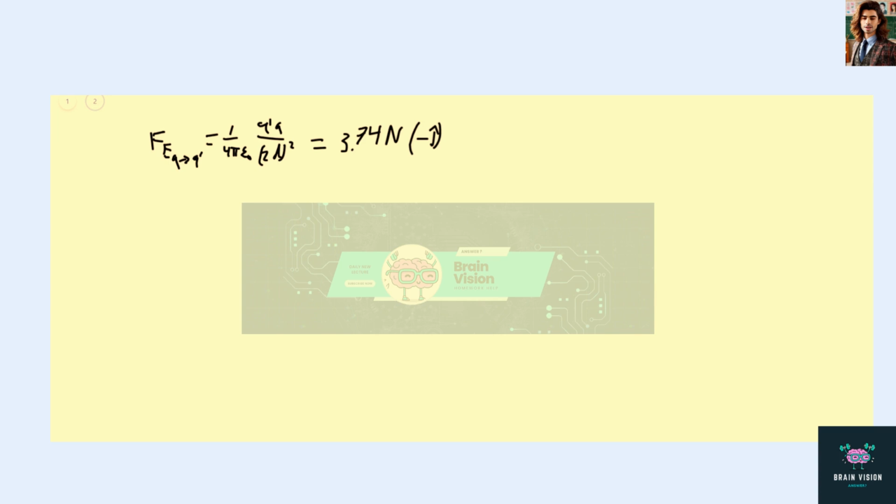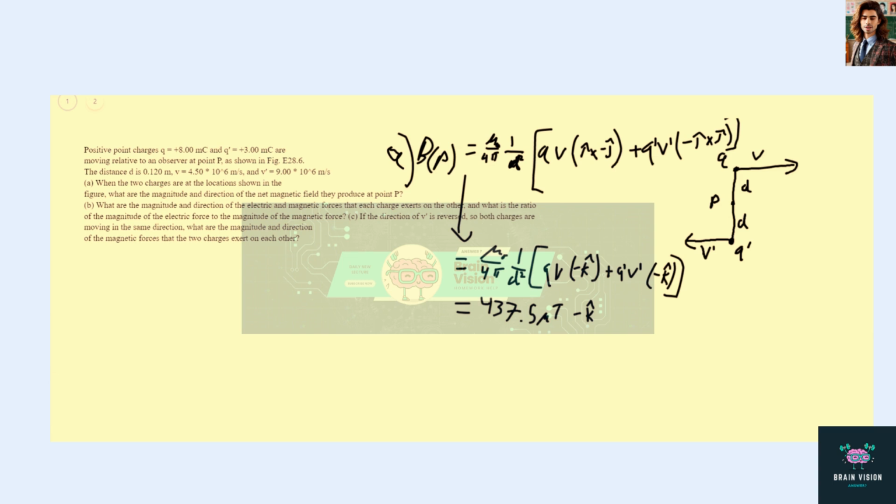Okay, and then due to symmetry in the calculation, the electric force of Q prime acting on Q, it's just going to switch those two, Q and Q prime, but that's going to be the same value. So then we just get 3.74 newtons in the positive j hat direction. So the top charge is going to be repelled, pushed up.